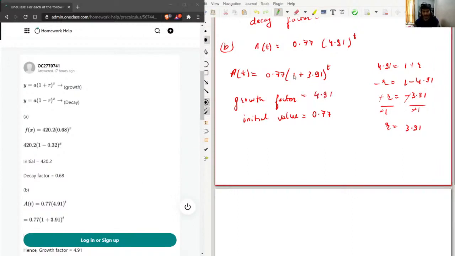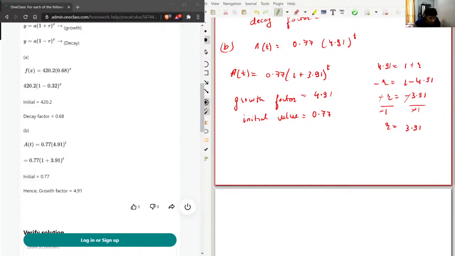Again, I'm writing it in terms of 1 plus the number because we just need to verify whether we get a growth function or a decaying function. But to get the growth factor, we just take the value inside the bracket. So this is the value, I guess.